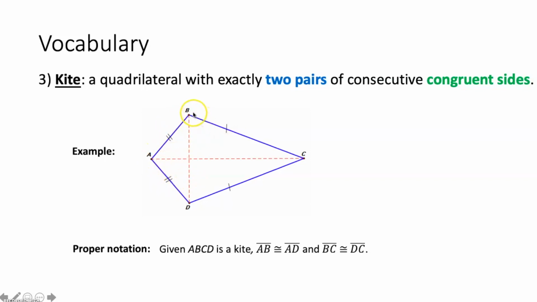Same thing with segment BC and segment DC. They share an endpoint, point C. Therefore, they are consecutive sides. And you see, because they're congruent, they're consecutive congruent sides. Since we have two pairs of consecutive congruent sides, quadrilateral ABCD would be considered a kite.